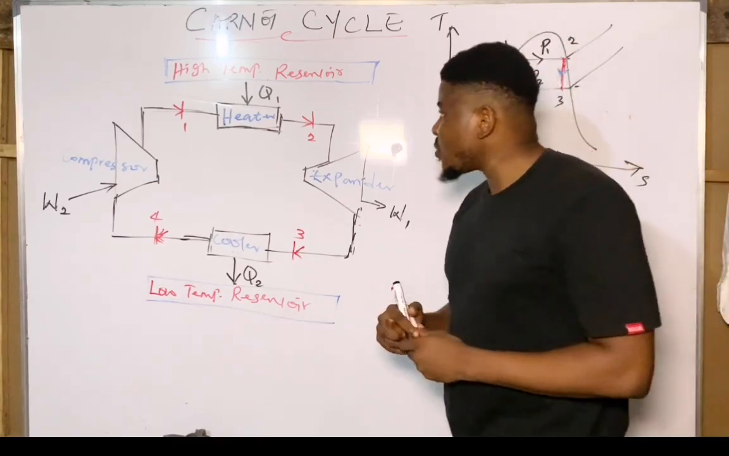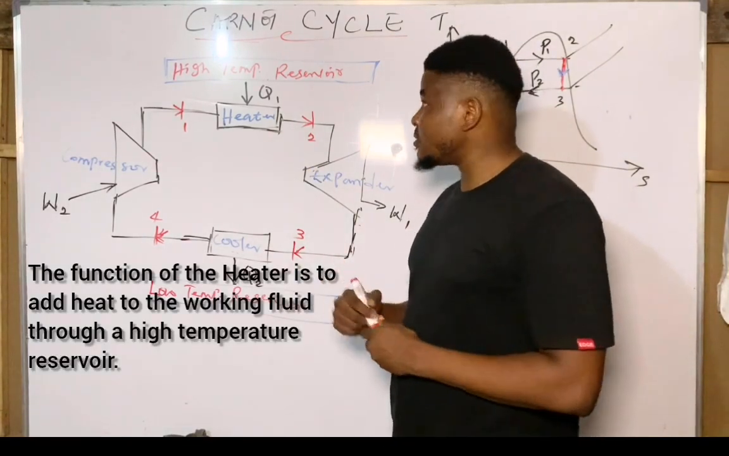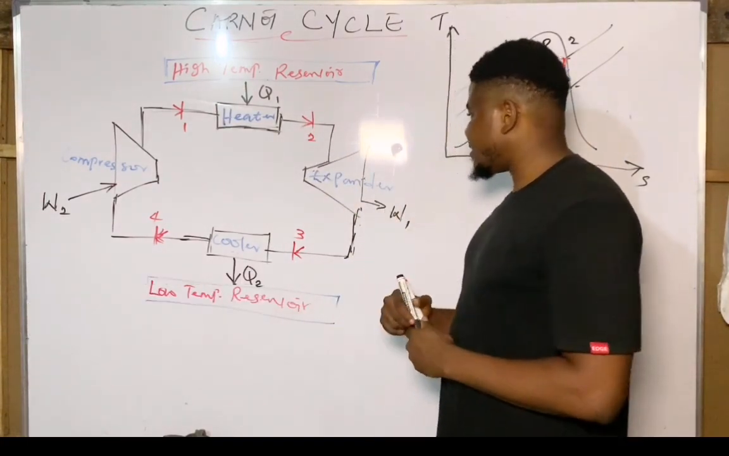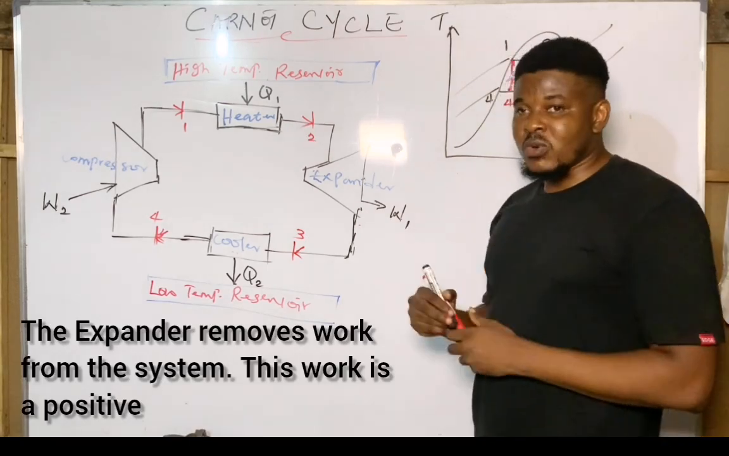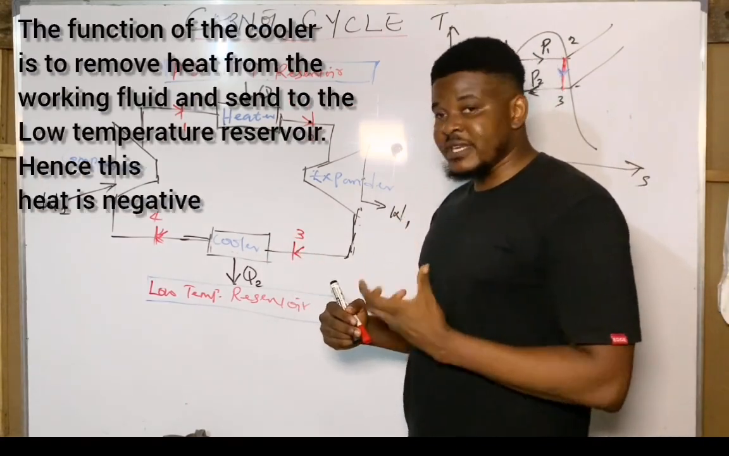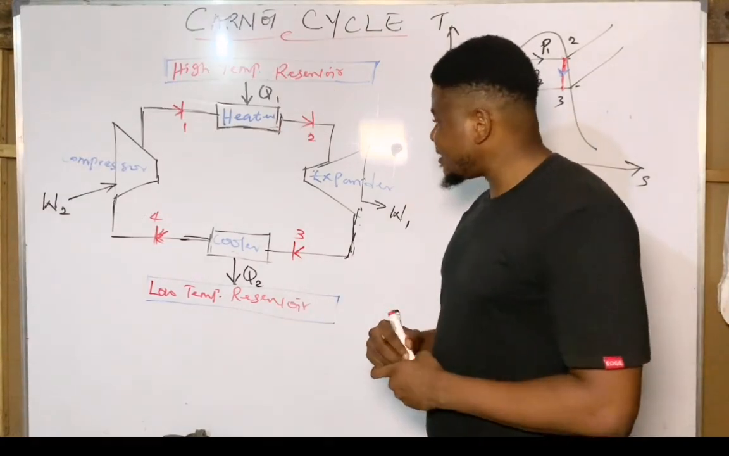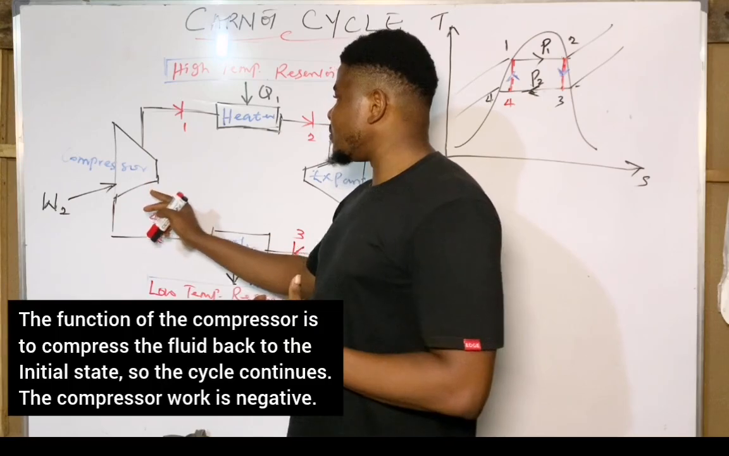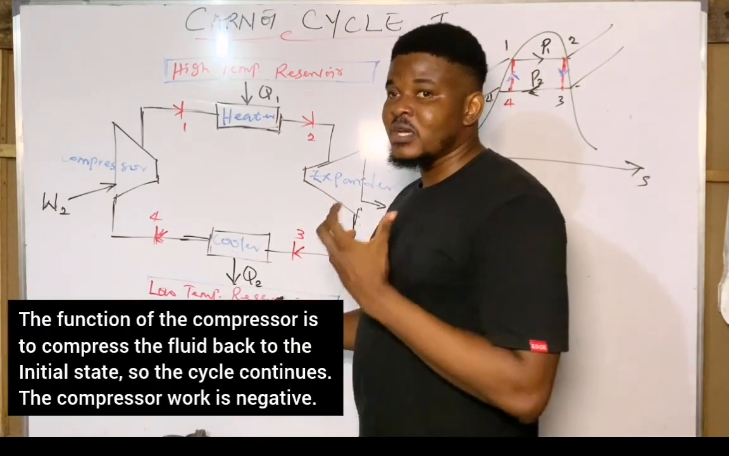Now let's take a look at the function of each of these components or each of these equipments on the cycle. We have the heater. The function of the heater is to introduce heat into the working fluid through the support of the high temperature reservoir. We have the expander. The function of the expander is to remove work from the system or remove work from the working fluid. We have the cooler. The function of the cooler is to remove heat from the working fluid and send it into the low temperature reservoir. And finally, the function of the compressor is to compress the fluid or add work into the fluid or add work into the system and then return it back to the cooler so that the cycle can continue.